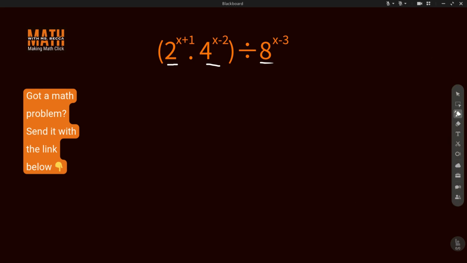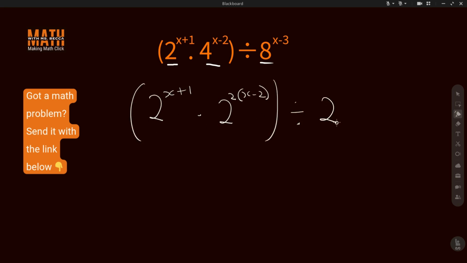So that means we'll be having 2 power x plus 1, dot, if you are to express 4 in terms of 2, this will give 2 squared, right? Then we have this power there already. Then let's put it in the given bracket, and then this will be divided by 2 power 3, that's 8, and this will be in brackets.